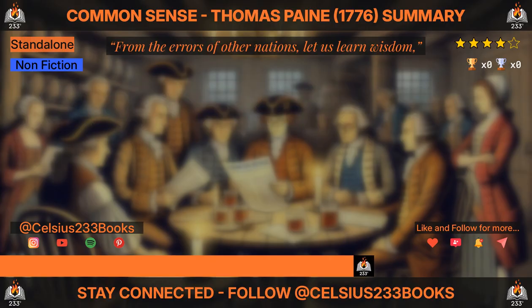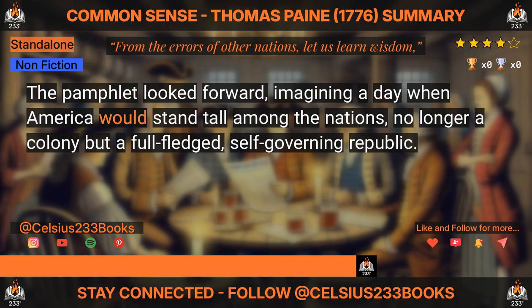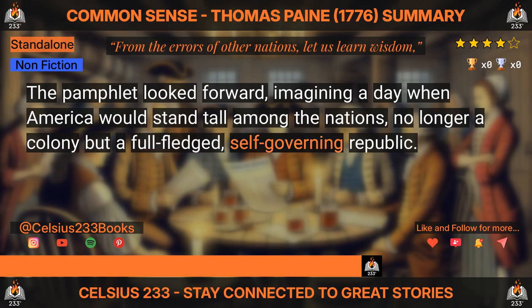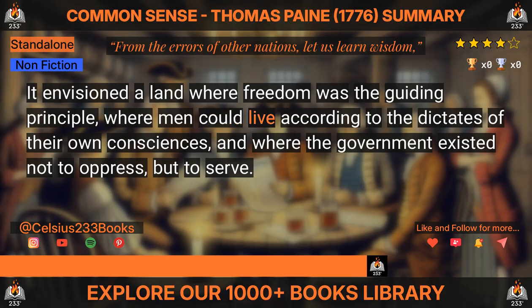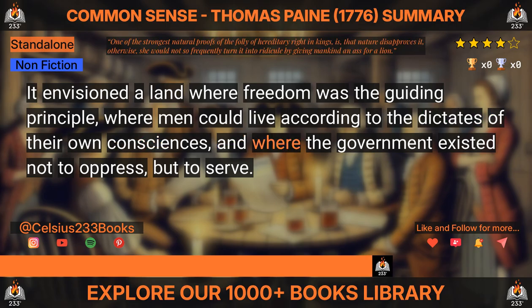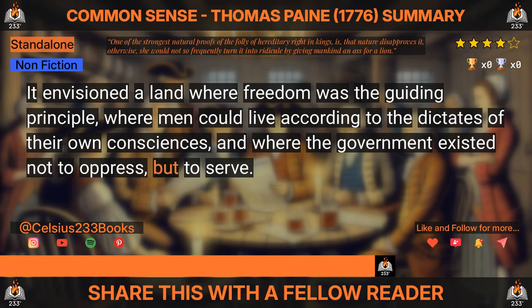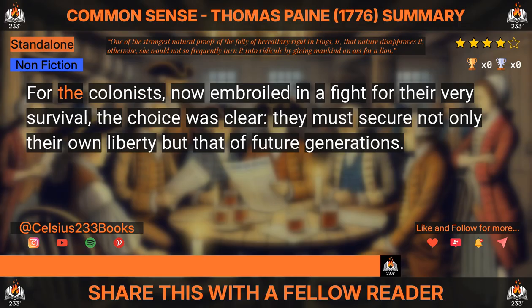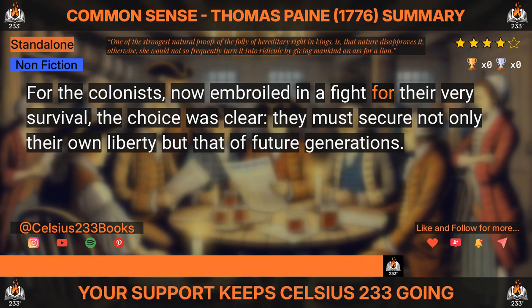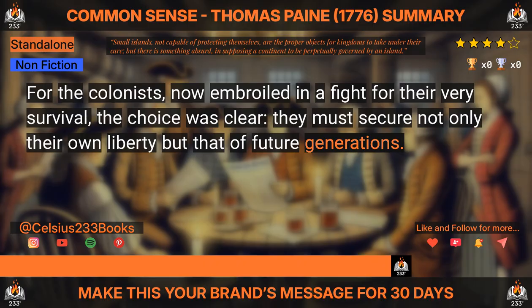The pamphlet looked forward, imagining a day when America would stand tall among the nations, no longer a colony but a full-fledged, self-governing republic. It envisioned a land where freedom was the guiding principle, where men could live according to the dictates of their own consciences, and where the government existed not to oppress, but to serve. This was not just a dream, it was a duty. For the colonists, now embroiled in a fight for their very survival, the choice was clear. They must secure not only their own liberty, but that of future generations.